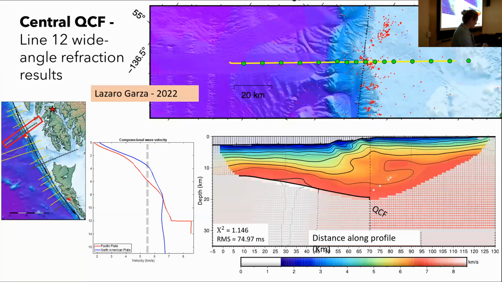Okay, here now is seismic refraction results. This is from a master's student I'm working with at Western, Zara Garza. These are just 1D profiles. I have this on the other slide too, if you're curious to compare the velocities. But again, the dashed line is where we think the Queen Charlotte Fault is located.